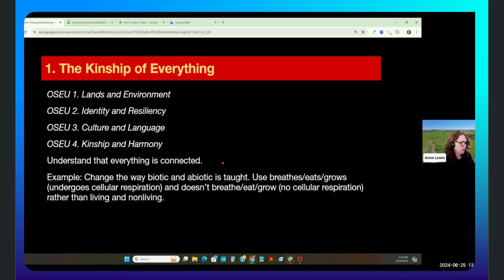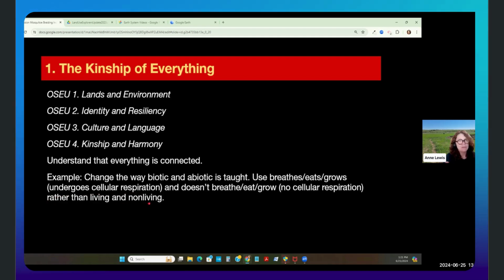I do give the warning, or the caution, as maybe a better way to put it, that we really need to rethink how we teach biotic and abiotic. Usually, biotic is everything that's living, abiotic is everything that's not living. I would propose that for biotic, we use breathes, eats, and grows, or for older students, undergoes cellular respiration, versus doesn't breathe, eat, and grow, or no cellular respiration, instead of using living and non-living.